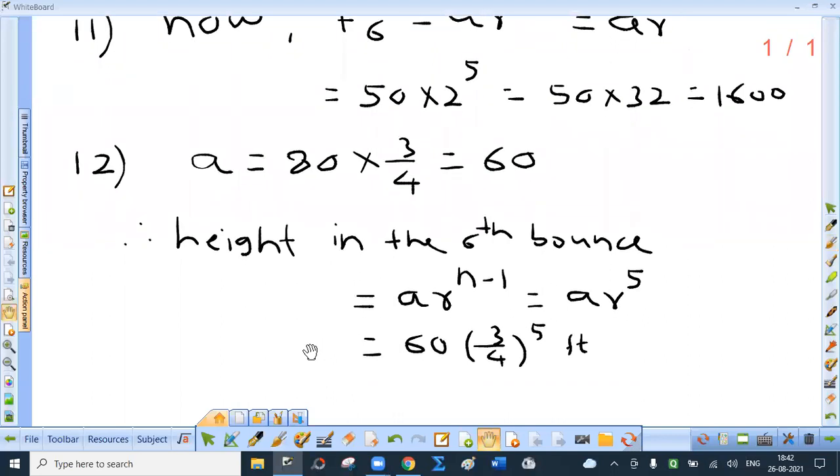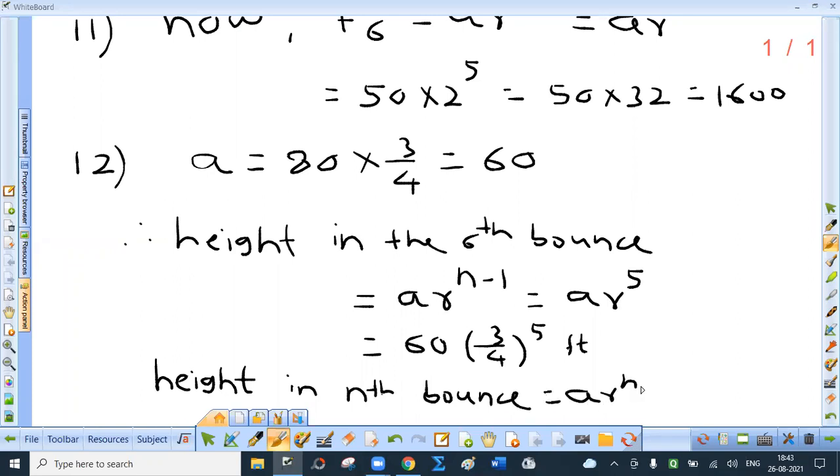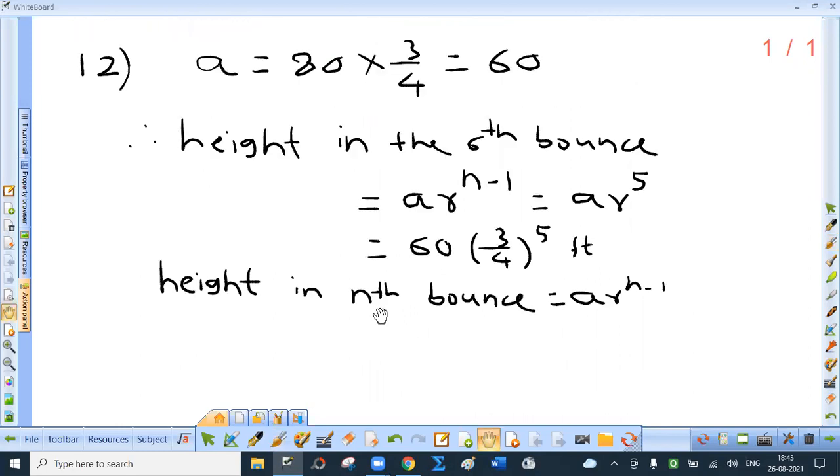Now, what is asked? Height in the nth bounce. AR raised to n minus 1. 60 into 3 upon 4 raised to n minus 1 feet. Right.